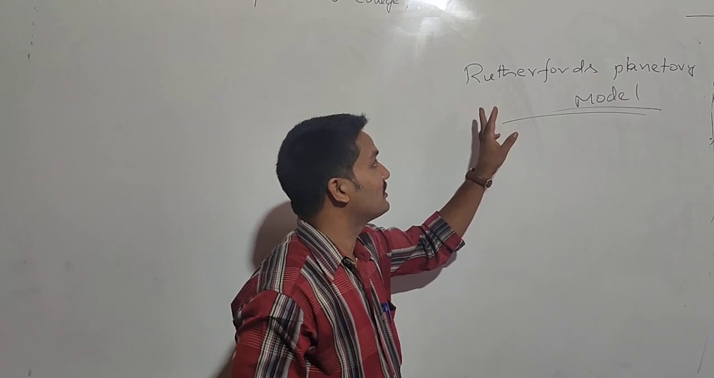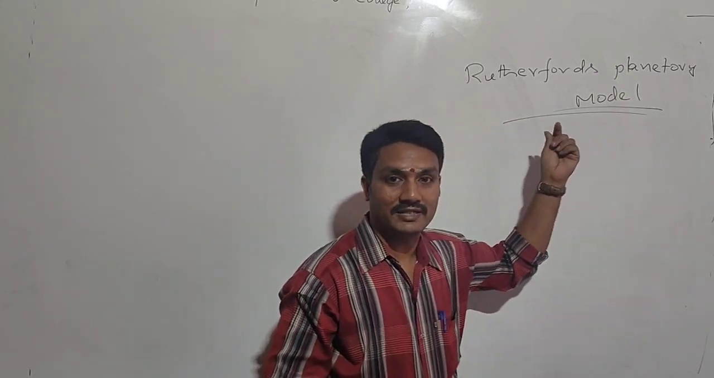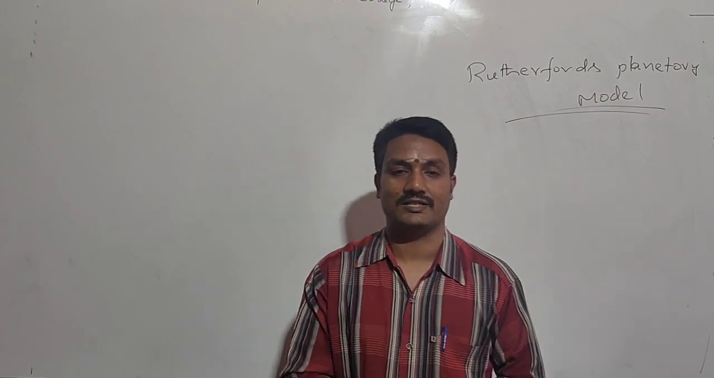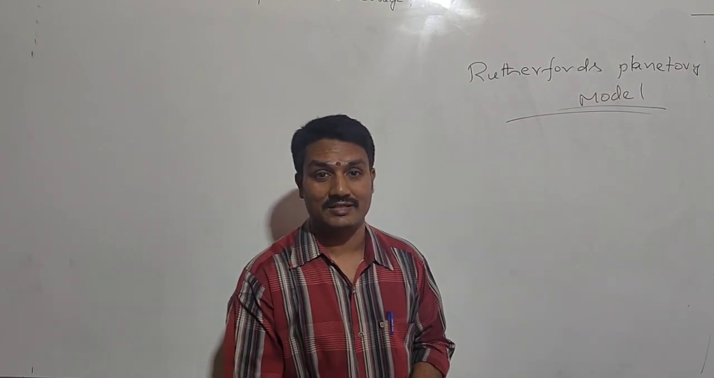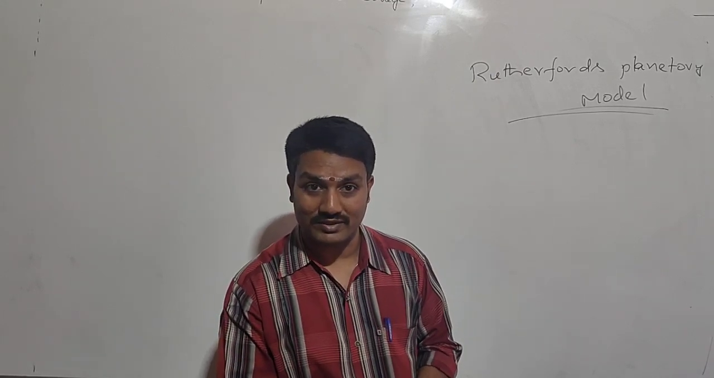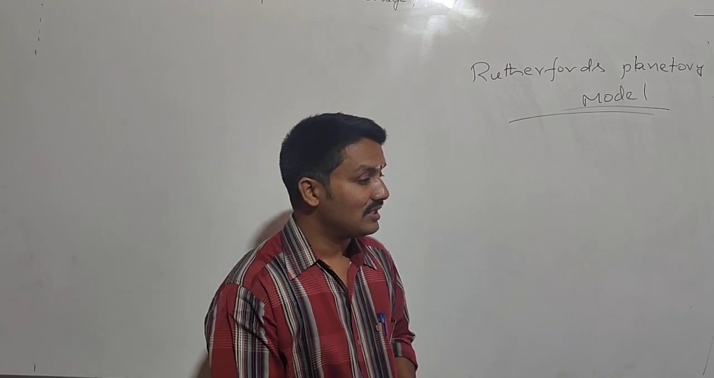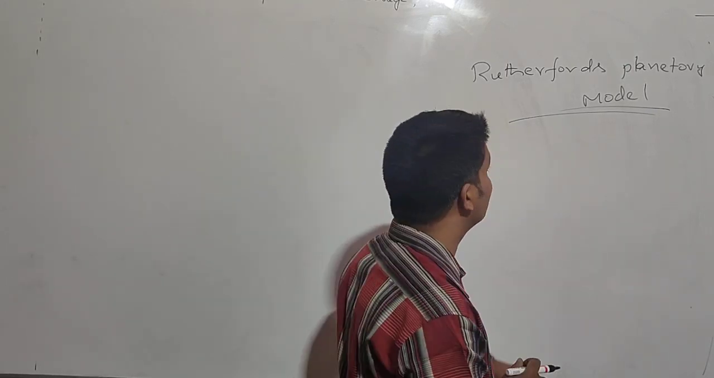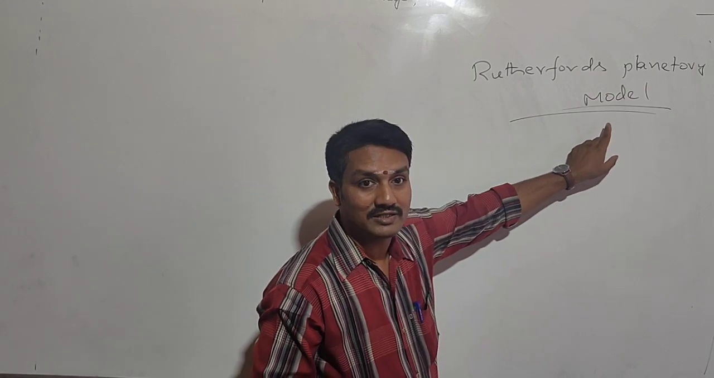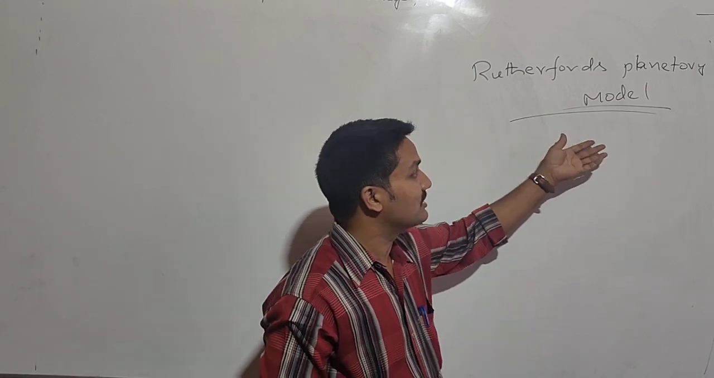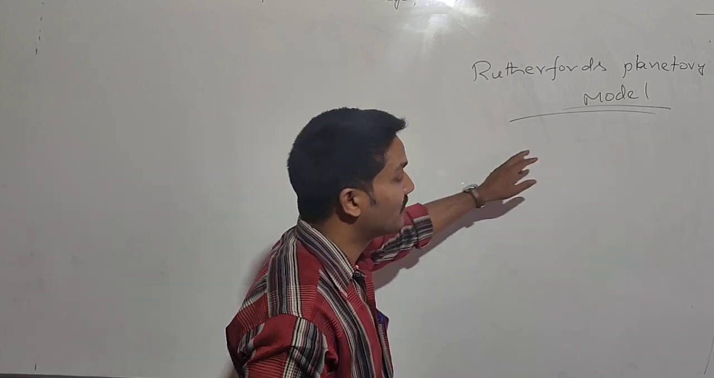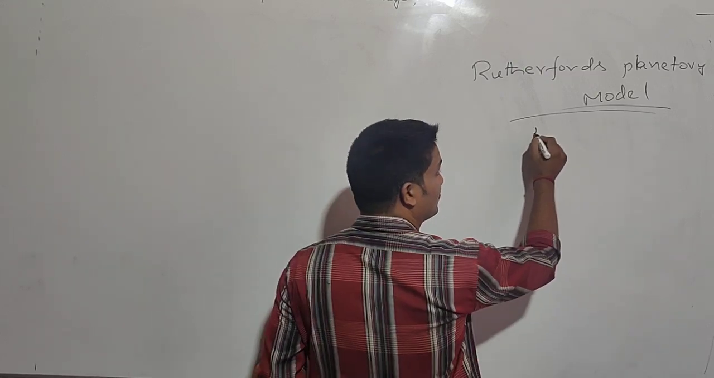Today we have to discuss Rutherford's planetary model. In the last class, we already discussed the Geiger-Marsden experiment and the observations from it. With those observations, now we have to conclude how the Rutherford planetary model comes about. Now we have to see the postulates of Rutherford's planetary model, otherwise called the nuclear model.